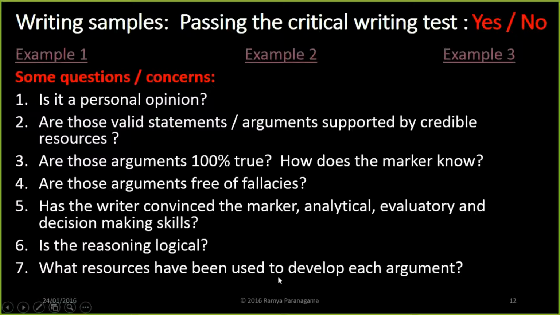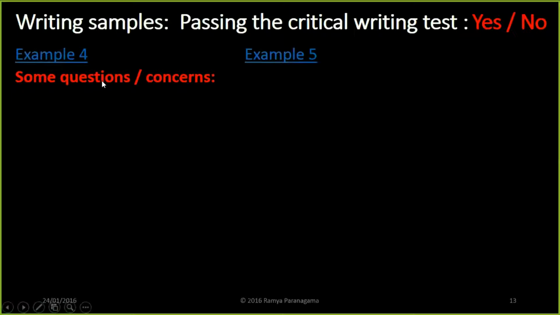So what resources have been used? Some of them are there. On a scale of the critical writing test, if I give marks out of 10, unlike the first two pieces, this one gets more marks, meaning 3 or 4 out of 10, but definitely not 5 or above. So that means they are not very good pieces. Okay, let's get into the next slide. Let's look at a different example here and see whether it is going to pass the critical writing test.